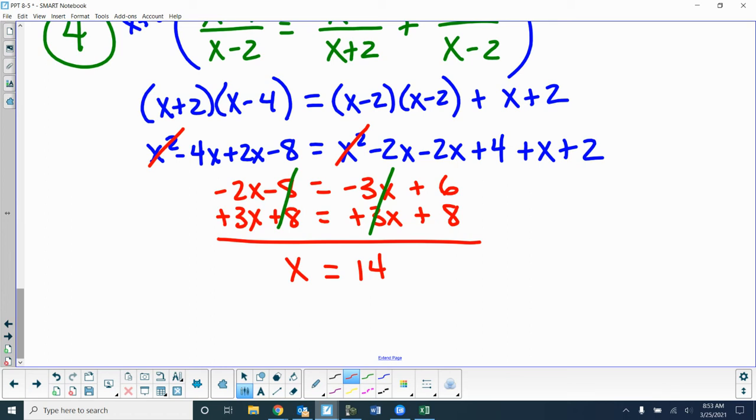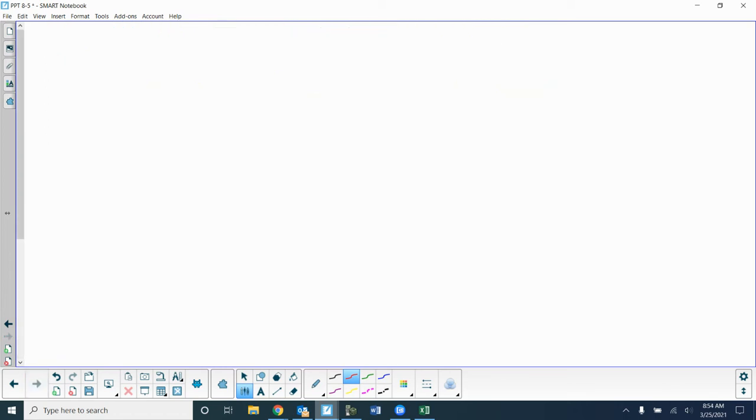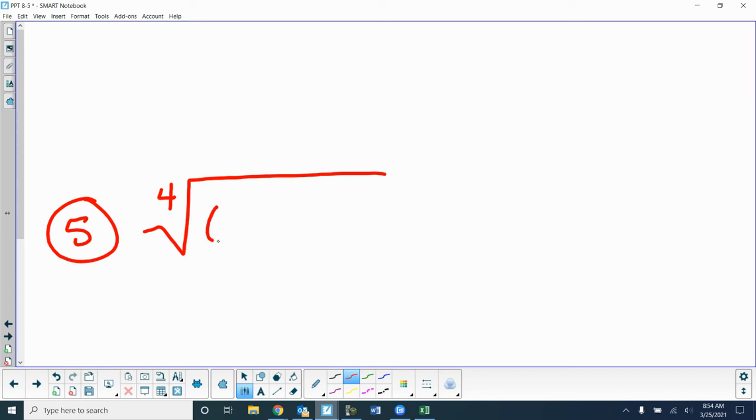All right. So we got those. That was from section 8.5. The rest of it's from section 8.6, simplifying with radicals and rational exponents. So, number 5 is the 4th root of 625 x to the 8 and y to the 4.